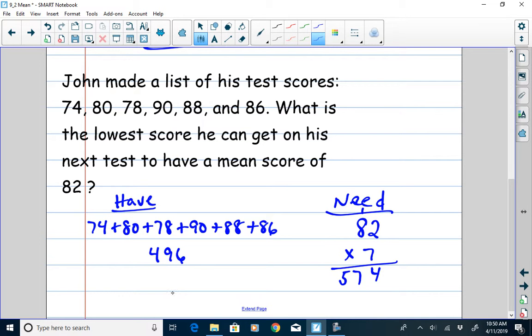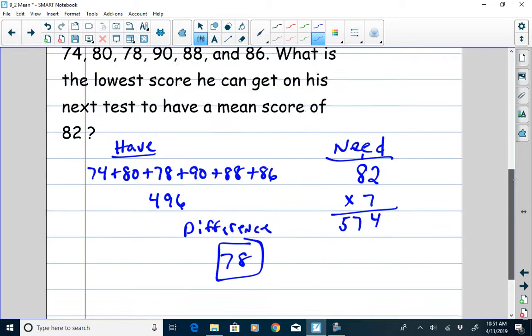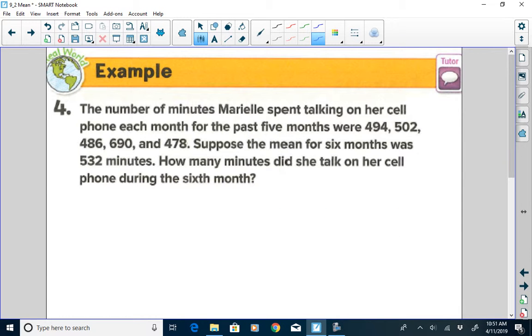We need 574. So the last step is to find the difference. We subtract those two numbers, and we wind up with 78. So he would need a 78 on his last test score to have a mean of 82 for the 7 scores. Okay?